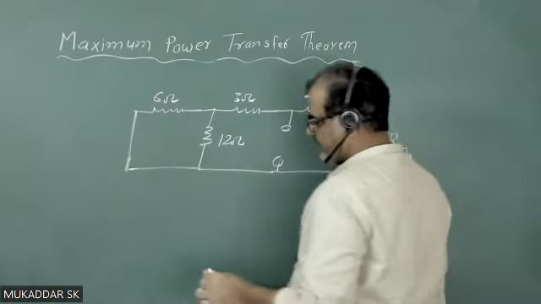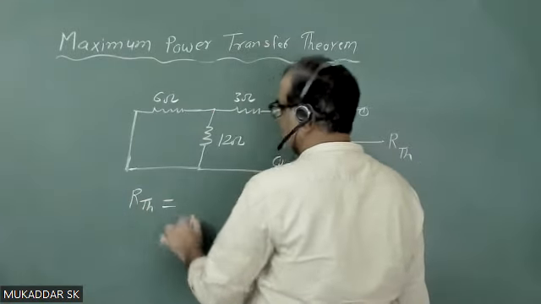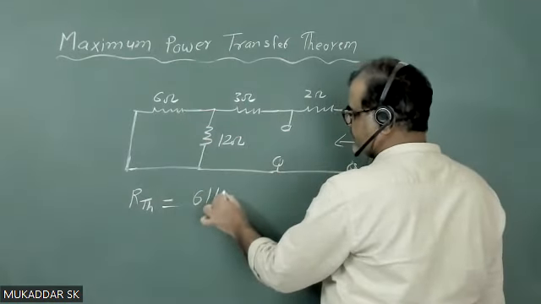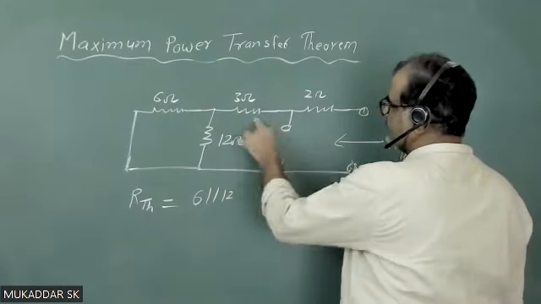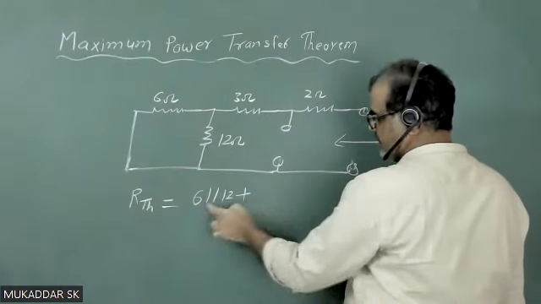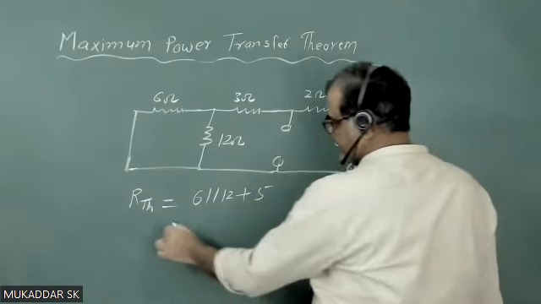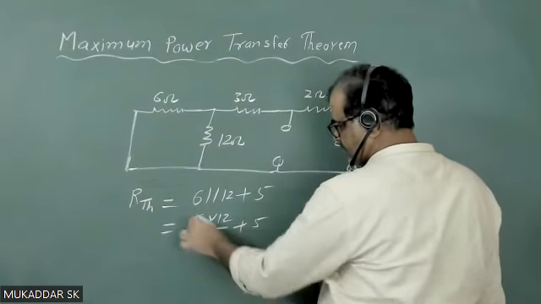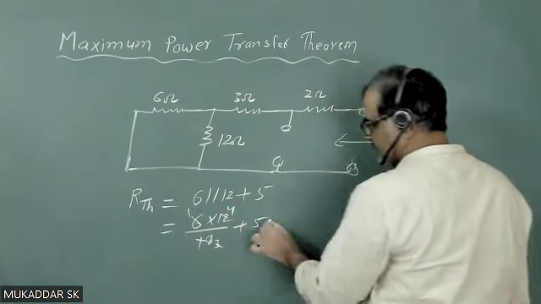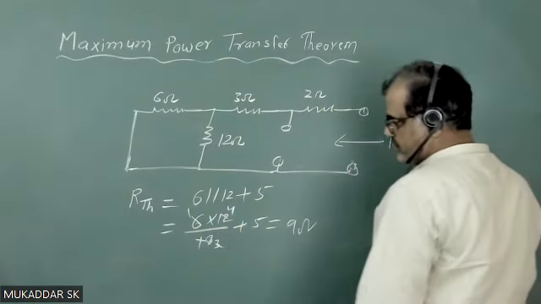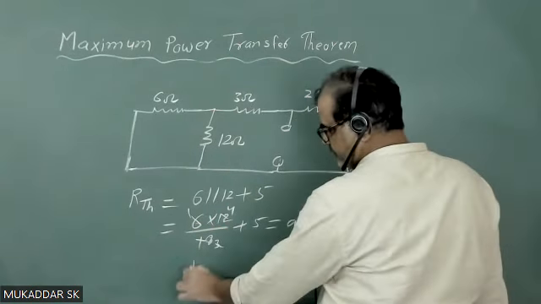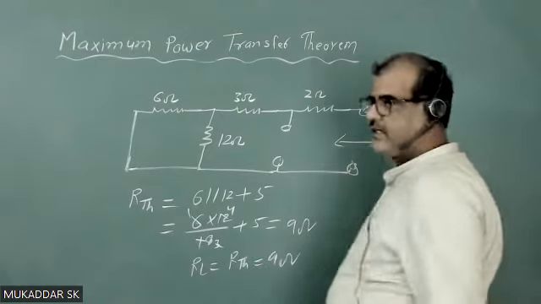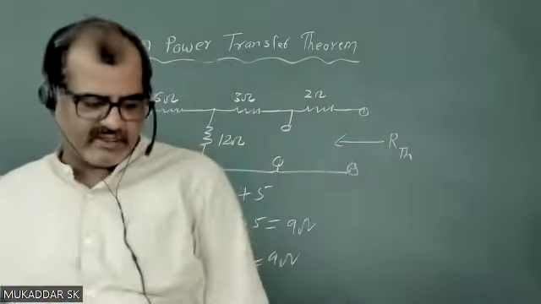Okay. Now if I calculate R Thevenin, we can see these two resistors are in parallel. So 6 ohm resistance is parallel to 12 ohm, and then these two resistors are in series with the equivalent of these two resistances. So the total resistance will become 6 into 12 upon 18 plus 5. So this becomes 4, total becomes 9 ohm. Okay. So when my RL is equal to R Thevenin equals 9 ohm, in that case we get the maximum power.